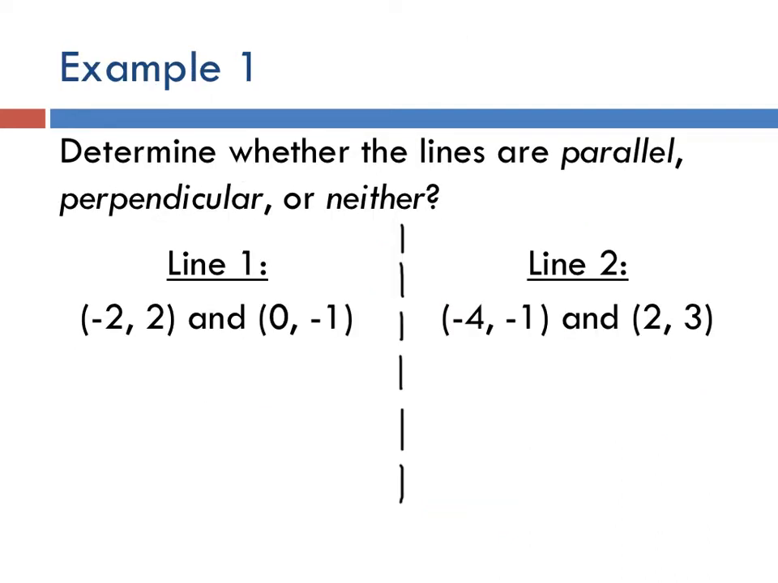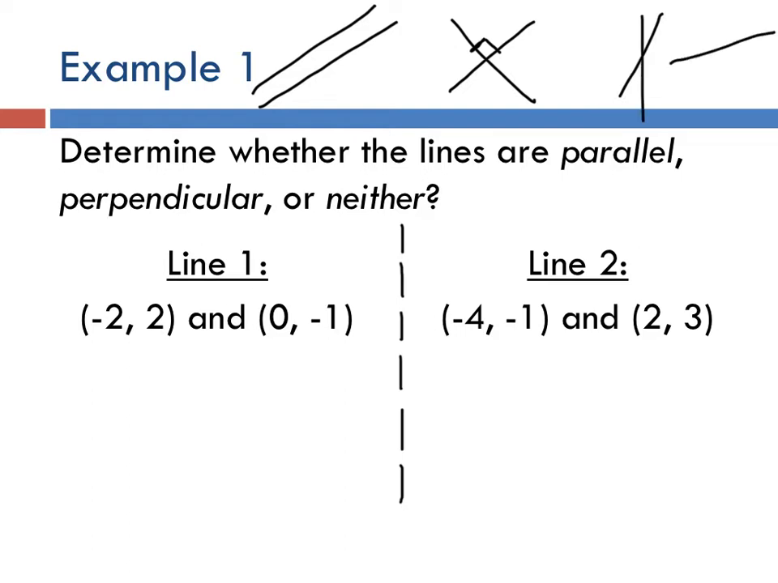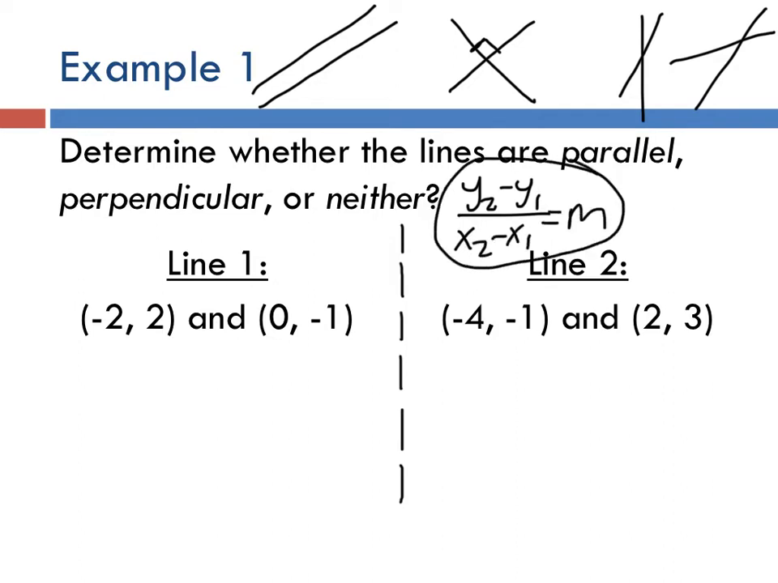So let's go over a few examples on how you determine whether two lines are parallel, perpendicular, or neither. So here, let me draw. This would be parallel, perpendicular, kind of like an X, or neither, which would be anything like this that doesn't look perpendicular or parallel. So the first thing I usually do is just find the slope. Here, we use the same equation we've been using before. Let me actually write that over here too: y2 minus y1 over x2 minus x1 equals m. Keep that up there because we're going to be using that.